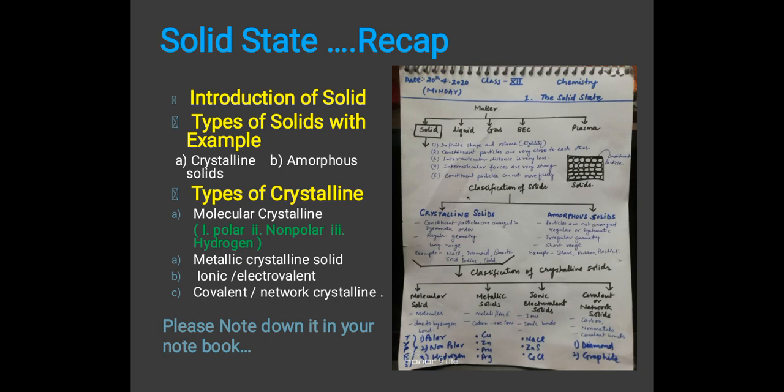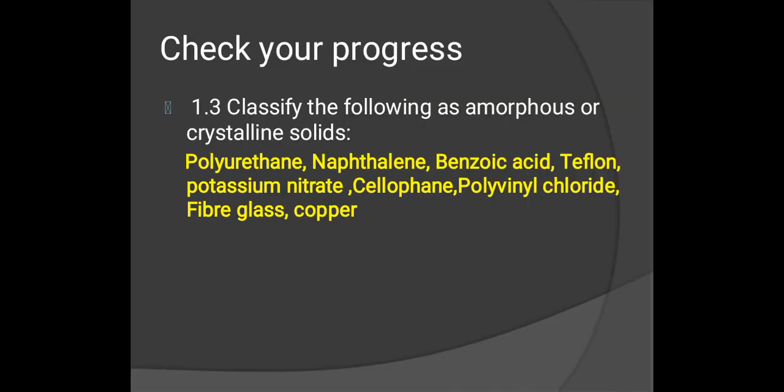I will take only the basic difference between crystalline and amorphous. In crystalline solids there is a regular, fixed geometry over the long range, whereas amorphous solids have regular geometry only in the short range, and it is not that regular. The classification of crystalline solids: molecular solid, metallic solid, ionic solid and covalent solid. This we did. Before going further, let's check your progress.